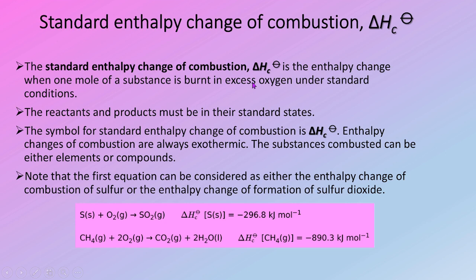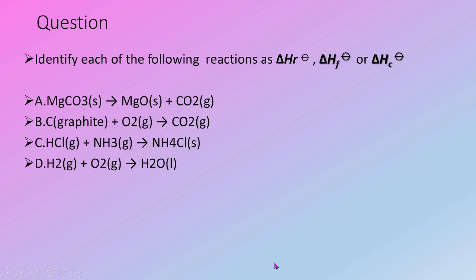Enthalpy change of combustion, delta H C, in the case of sulfur burning to produce SO2, or methane burning to produce carbon dioxide and water. In both of them you can see the energy is released, not absorbed, so these are exothermic reactions. Here we have the question, you need to actually identify all of them, right? And when you identify them, you need to write down whether these are delta H R, delta H F, or delta H C, right?